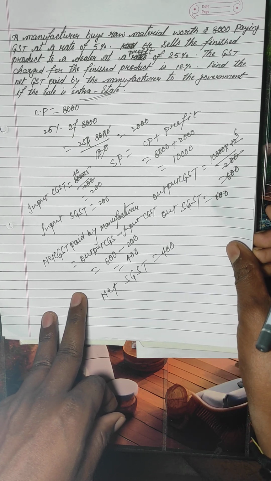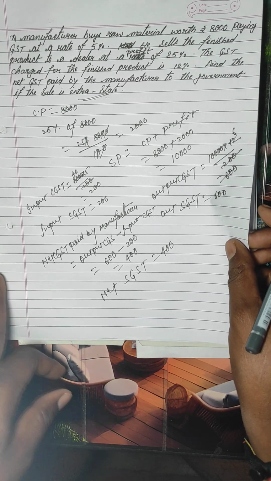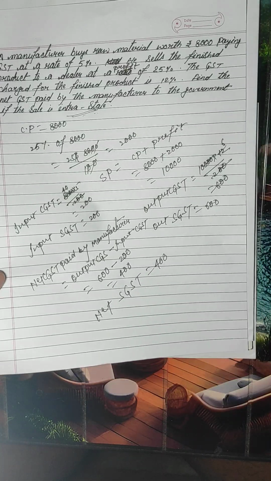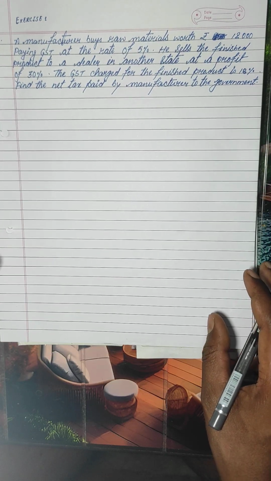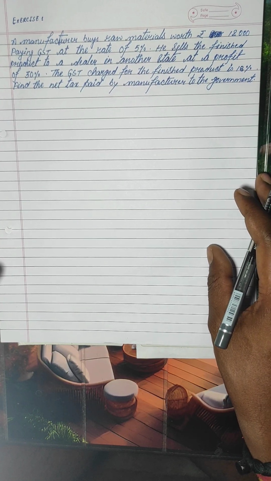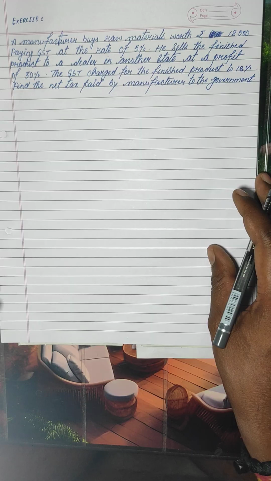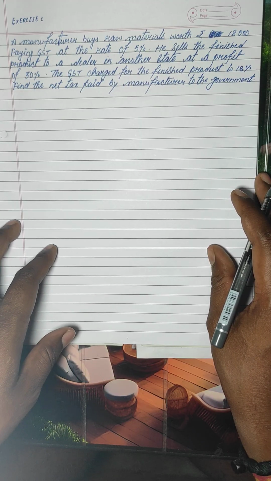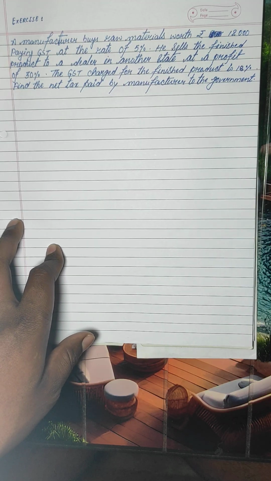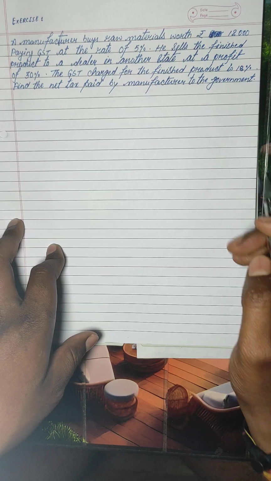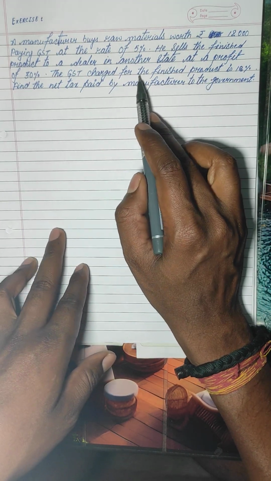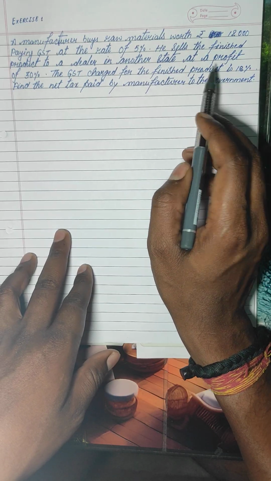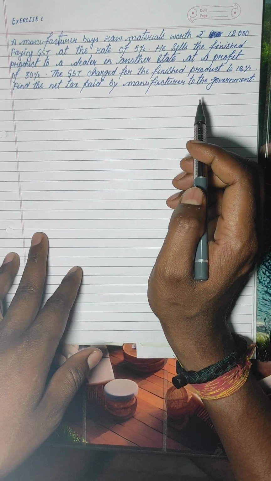Now we will see the next question. If you have any kind of doubt, you can ask. So see the next question, here is also ready. Question number 8: a manufacturer buys raw material of 12,000 rupees paying GST 5%, sells the finished product to a dealer in another state at a profit of 30%. The GST charged for the finished product is 18%. Find the net tax paid by the manufacturer.